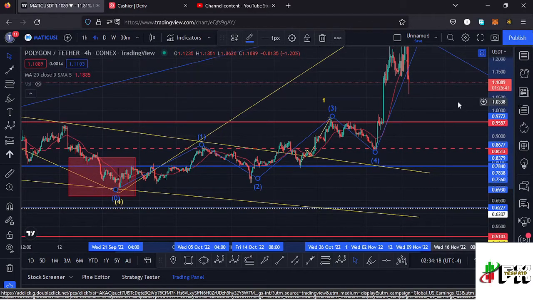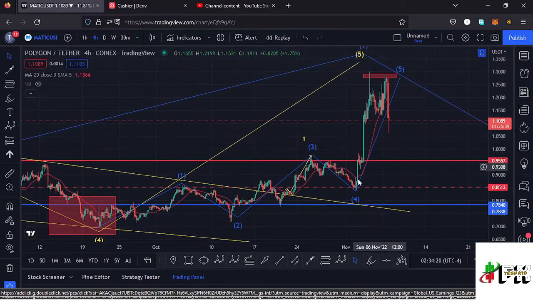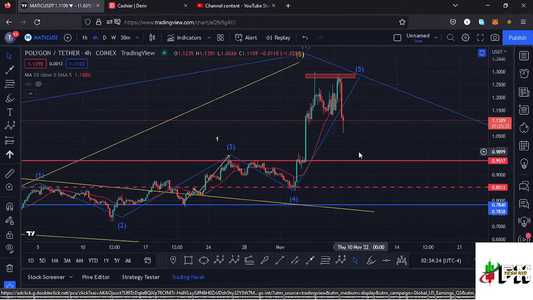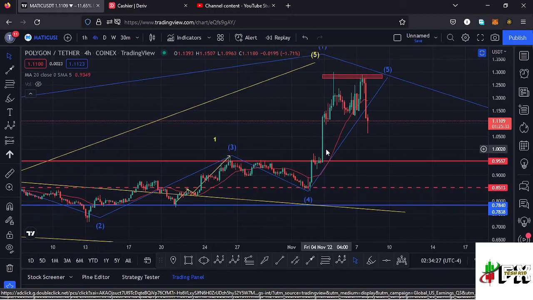Then from that low in the formation of a fourth wave, we saw a very nice bounce to the upper side in the formation of a wave 5. And we also have another chart pattern that is in formation right here that is supporting the higher Elliott wave count 2 that we are starting to see here on the Polygon Matic chart.